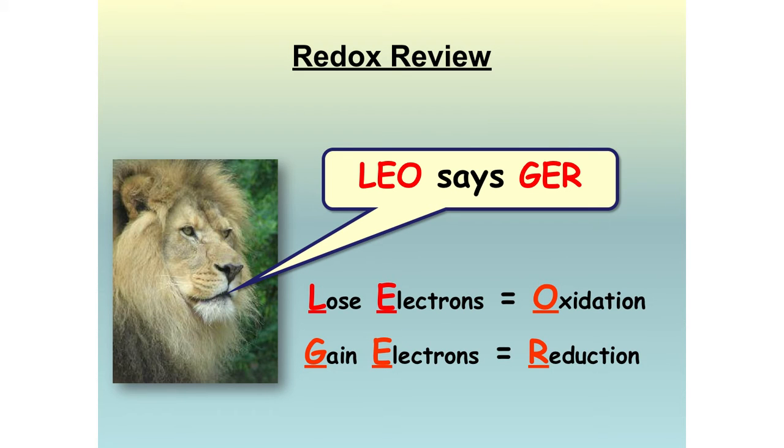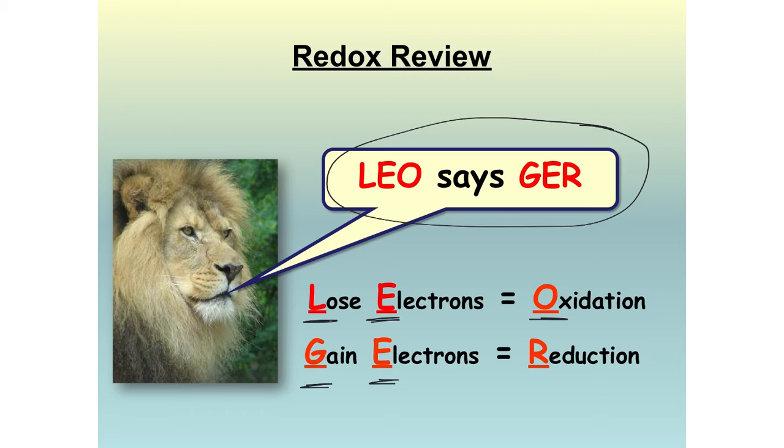Now, hopefully you remember, Leo the lion says grr. That's just one of those mnemonic devices that helps us remember what's happening. So Leo stands for losing electrons is oxidation, and then grr, gaining electrons, is reduction. So this just sometimes helps you with those multiple choice questions.